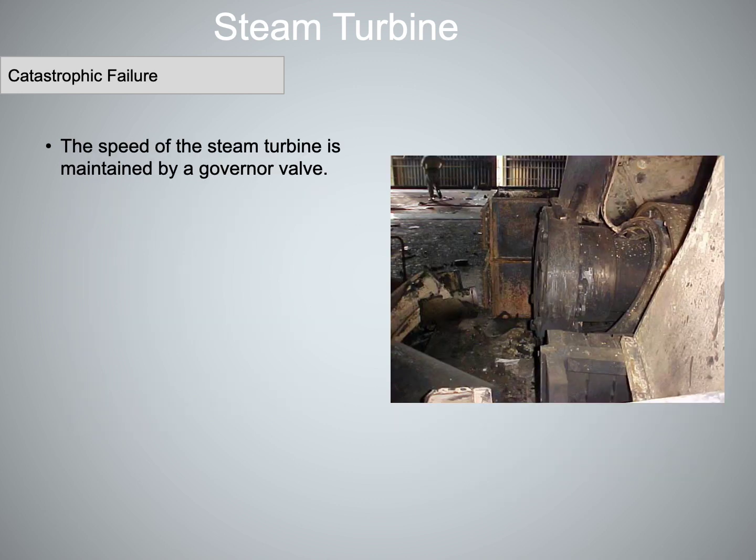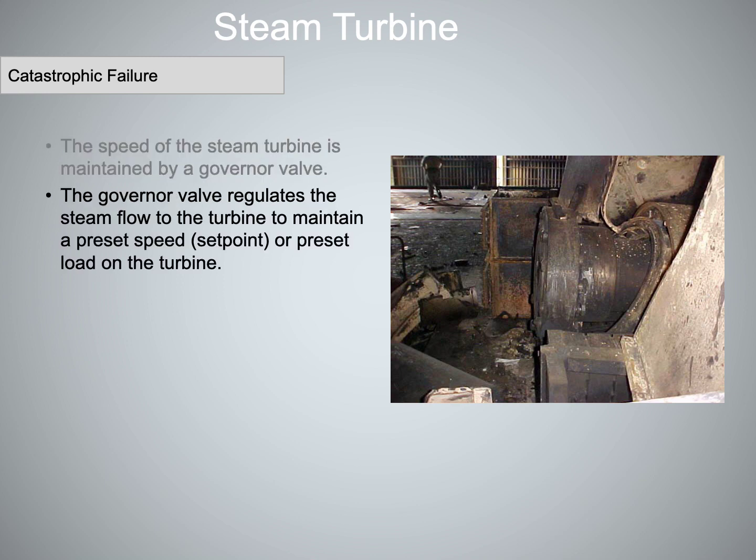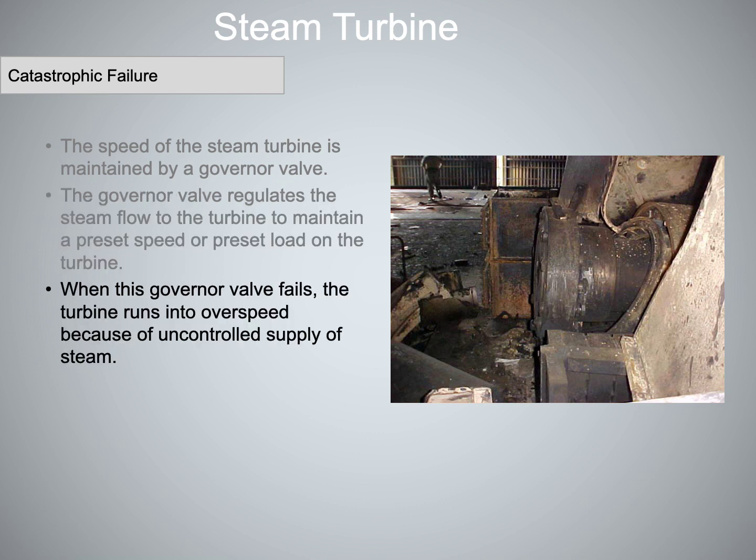The speed of the steam turbine is maintained by a governor valve. The governor valve regulates the steam flow to the turbine to maintain a preset speed, set point, or preset load on the turbine. When this governor valve fails, the turbine runs into overspeed because of uncontrolled supply of steam.